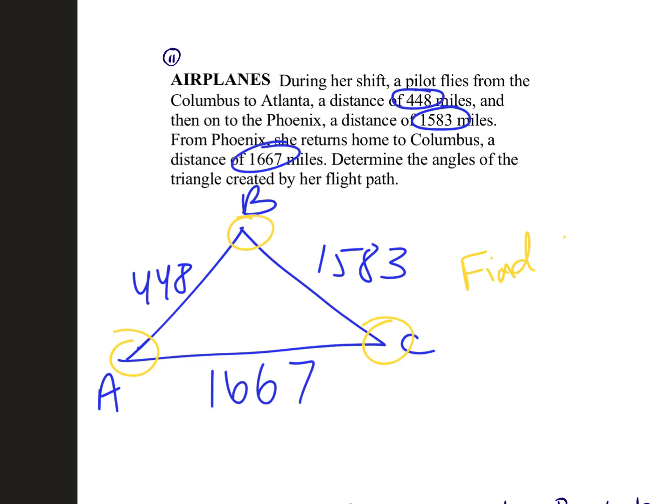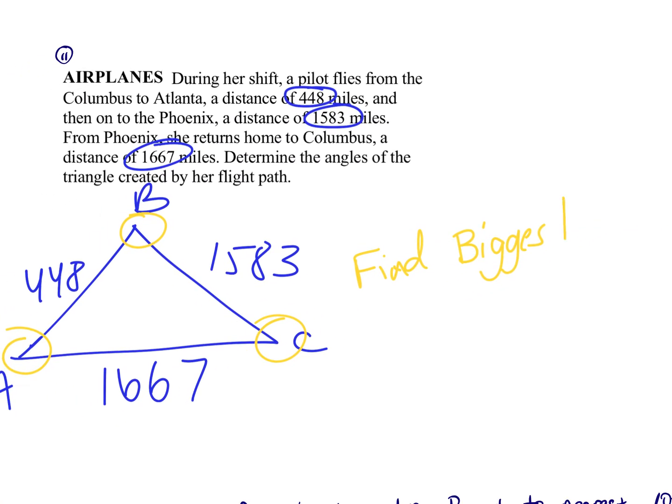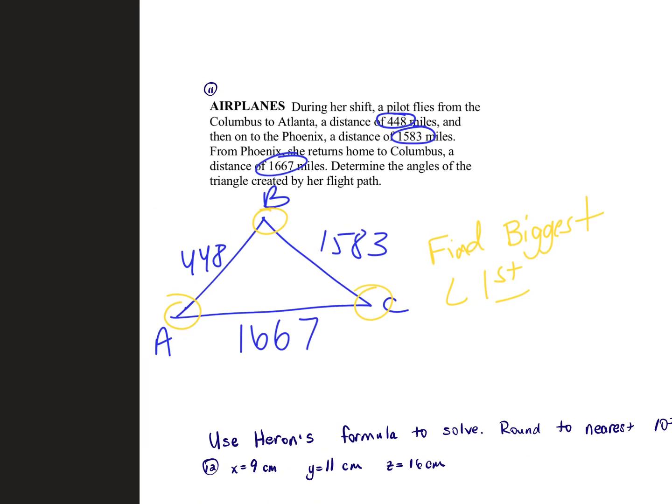I have to find the biggest. Can't add any angles up because I don't know any of them. I have to find the biggest angle first. According to my picture, what's the biggest angle? B. All right, the way you set yours up, yours may not be the letter B, but as long as you associate the longest side with the biggest angle, you're good to go.